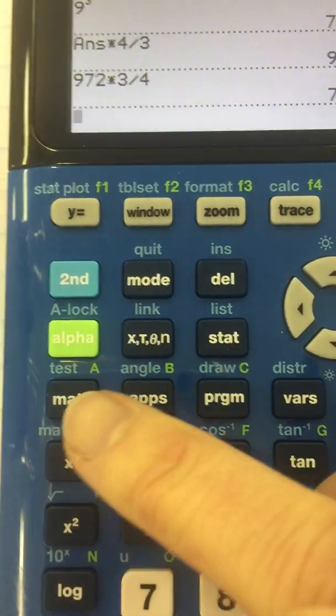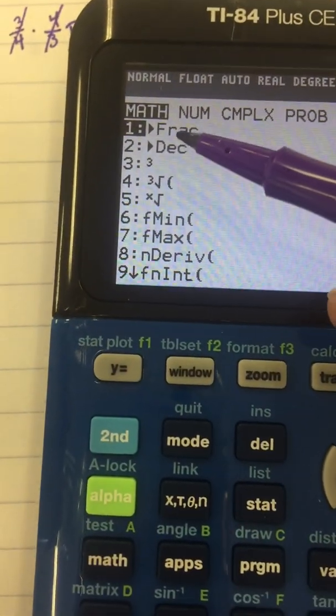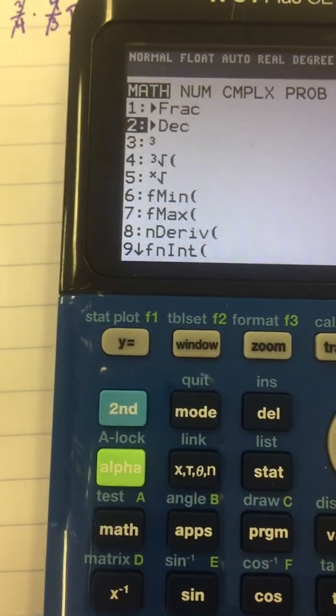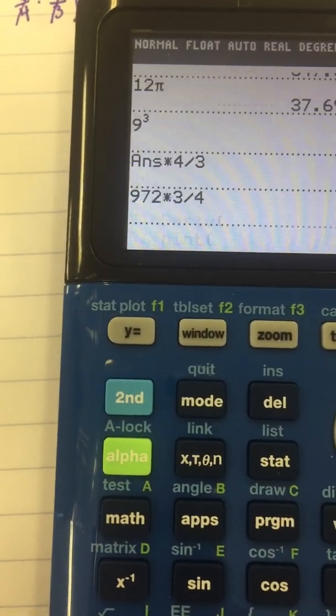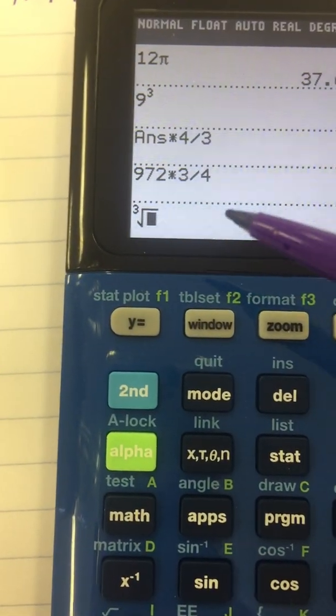So what we need to do first is, I'm going to show you two ways to do it. The first one is to press the math button. And you can see that that gives us the option for a cubed root right here on number 4. So I'm going to scroll down to number 4 and press enter. And then it has set up the cubed root function for me.